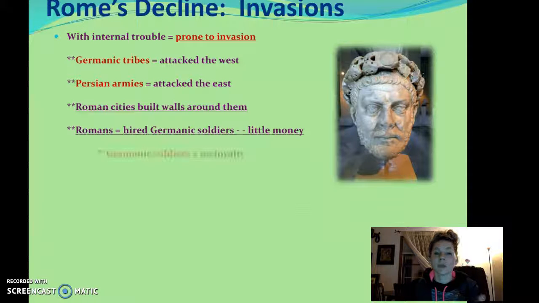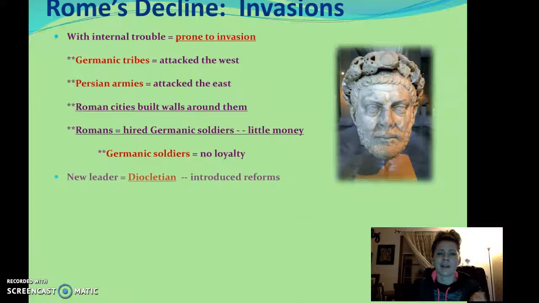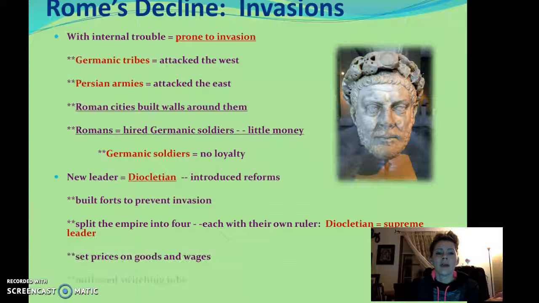The Romans thought maybe if they hired some of these invaders and made them a part of Rome, that would help. But the Germanic soldiers didn't have any loyalty towards Rome, so that didn't work. Okay, we have new emperors taking over at this time, trying to fix some of these problems, but the problems were so big that none of these emperors are going to be able to make enough change to fix the government, the economy, and the society.